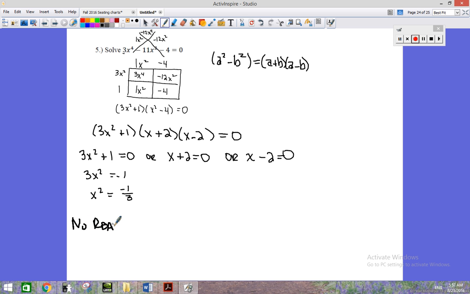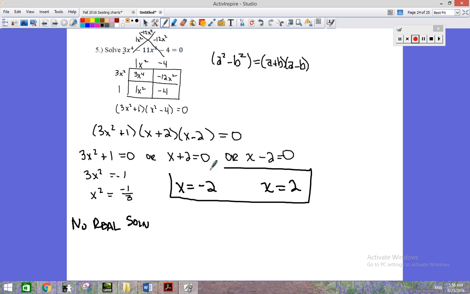Now that's not our final answer, but with respect to this factor, this 3x squared plus 1 is not contributing towards us getting the 0. Now over here, if we subtract 2 from each side, we get x equals negative 2, and if I add 2 to both sides, 0 plus 2 is 2. These are the two answers that we get on problem number 5.